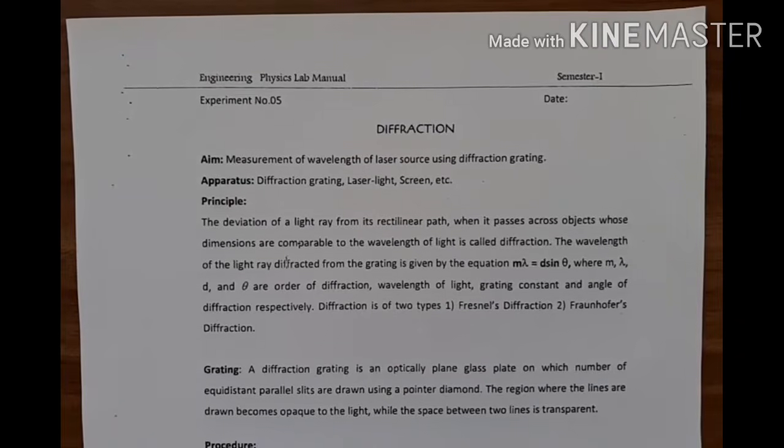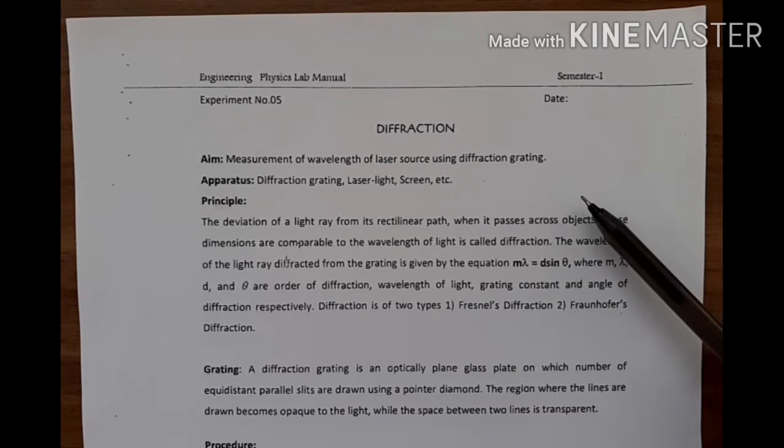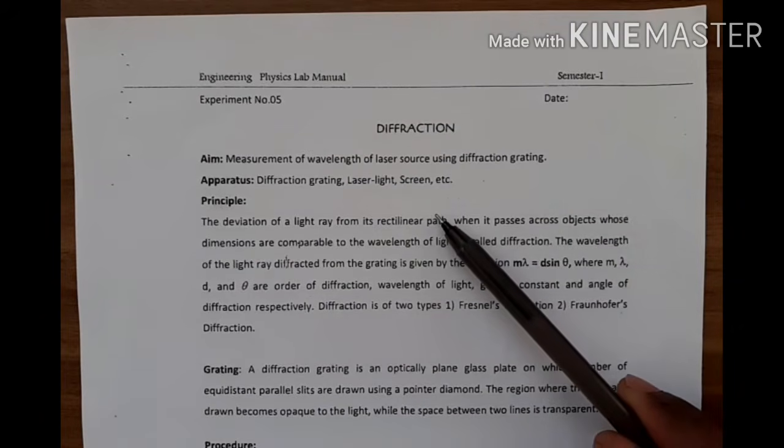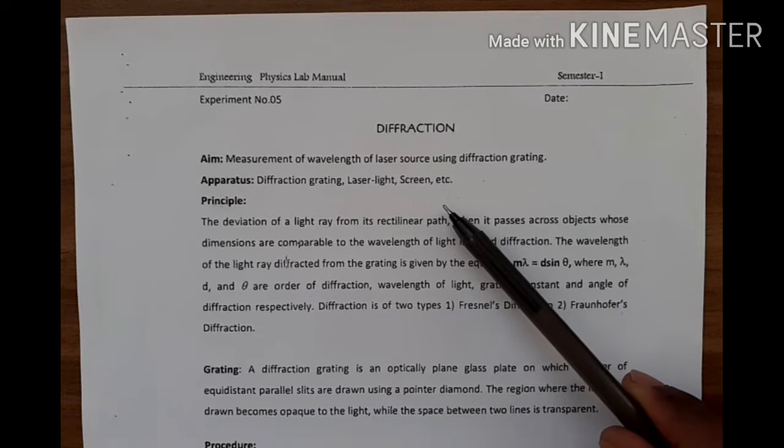Everyone, we will conduct the experiment on light, that is the laser light. We are going to find out the wavelength of a given laser by the diffraction experiment. So the aim of the experiment is to find out the wavelength of a given laser source by diffraction grating.